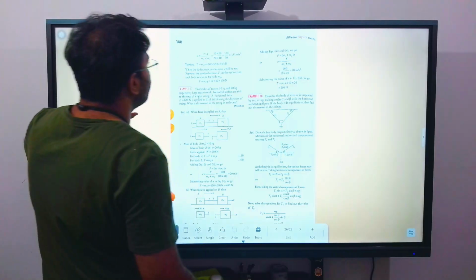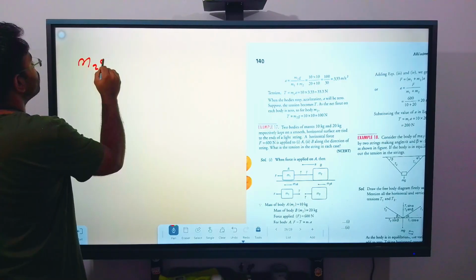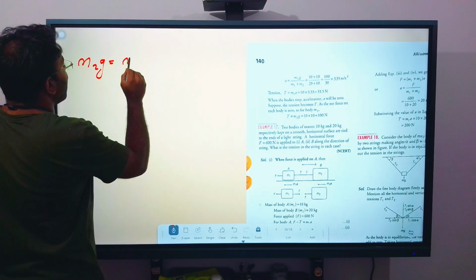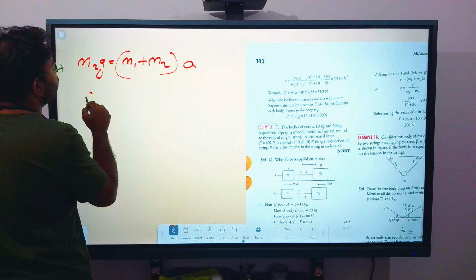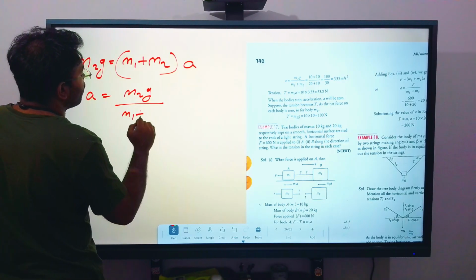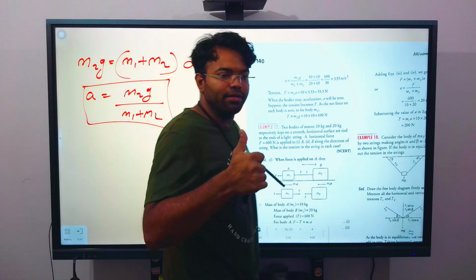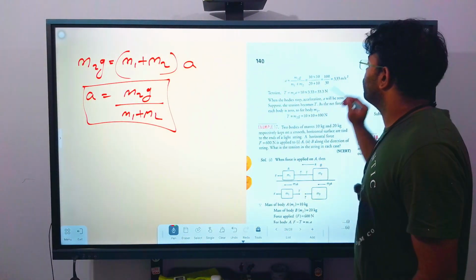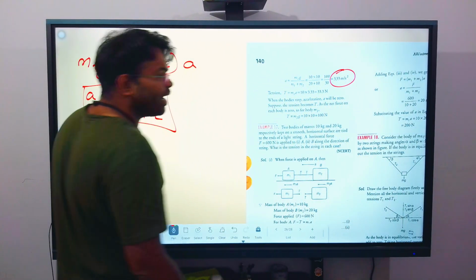Now, what do we get? Acceleration is equal to what? We know that m2g is equal to m1 plus m2 into a. Therefore, a becomes m2g upon m1 plus m2. Clear? So we just put the values and we'll get 3.33 meters per second square.